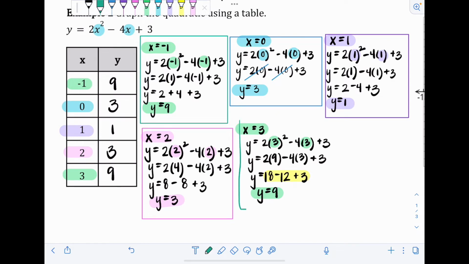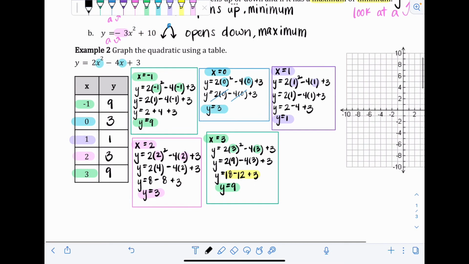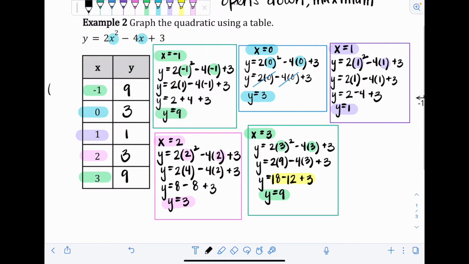And then now we have our points essentially. I know they're not written as points, but that's actually what a table is. It's just a different way of organizing points. So you can go ahead and write them in parentheses if it's helpful for you. So for example, and this is totally optional, if I wanted to write the first line as a point, x would go first, so it'd be negative 1, 9. The second one would be 0, 3. The third one would be 1, 1. The fourth one, 2, 3. And then the fifth one, 3, 9. Because remember, points are organized as x first, and then a comma, and then y.